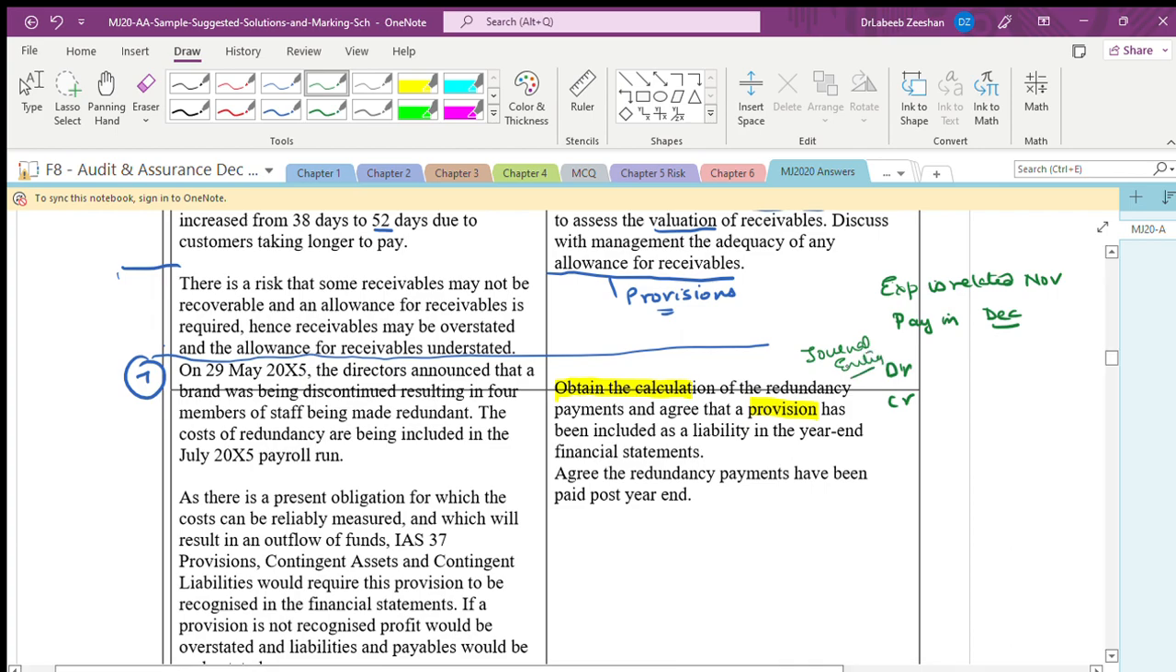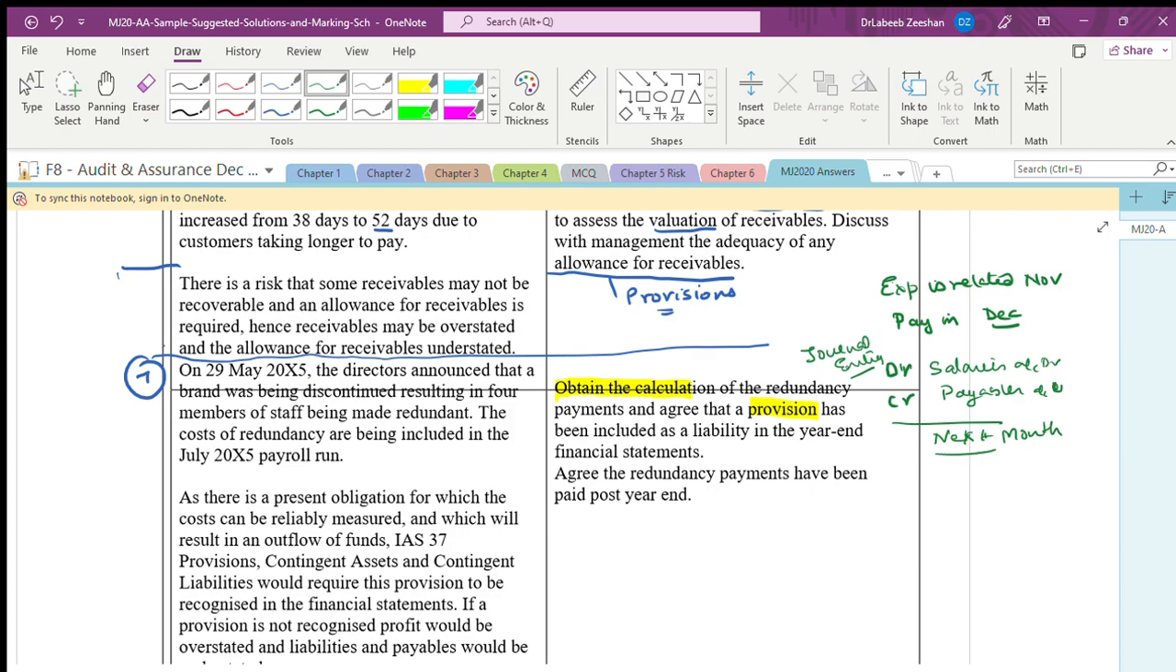General journal. What will you do? You will say salaries account debit. To what? You will say it is payables, payables will be credit. Fine. Now next month, when you are paying, what will you do? You will put payables as debit and you put bank as credit.